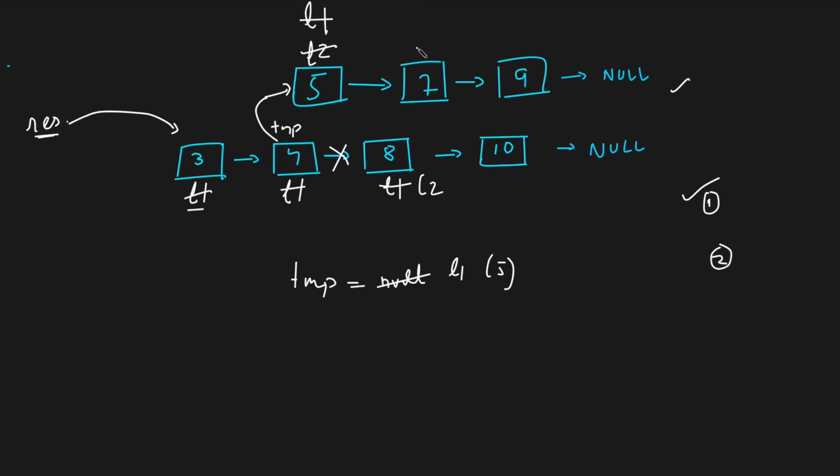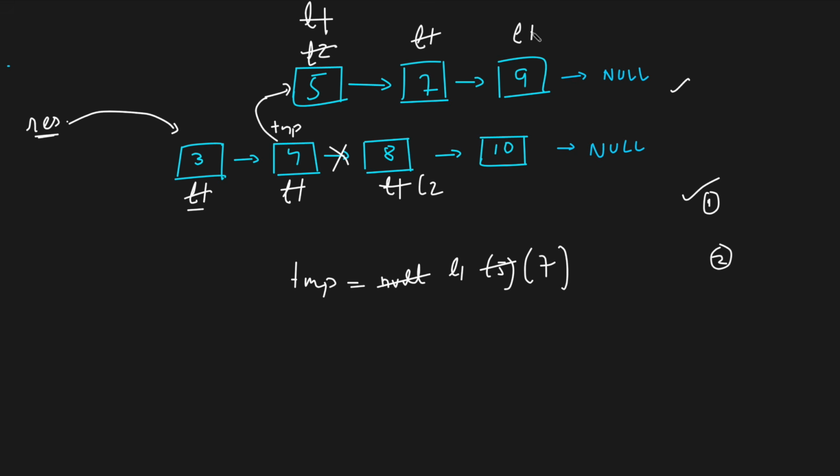After that, you're going to move your L1 to 7. Now again you can say that this 7 is smaller than this 8. So what you do is you simply move this L1. But before that, you are telling temp, hey, remember that 7 is the new smaller node, which is smaller than 8. So after this, you're going to move L1.